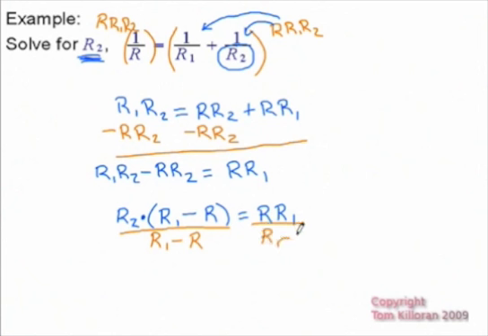R1 minus R. And then these will become 1. They'll cancel out. You'll be left with R2 by itself, which is the whole goal, is equal to R times R1 over R1 minus R. And that's your answer.